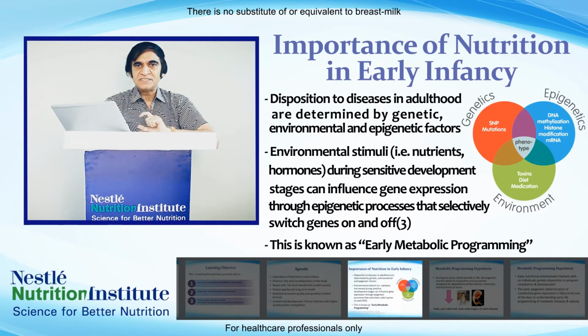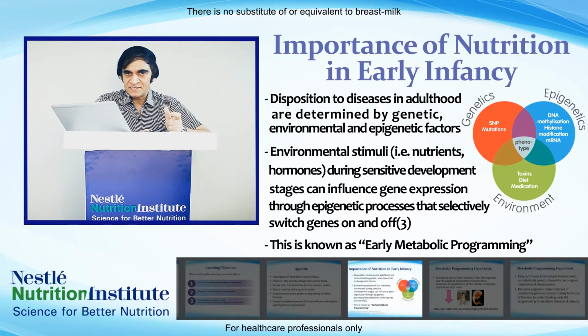What are the types of epigenetics? Epigenetics are of three types. There are nutri-epigenetics, environmental epigenetics, and disease-related epigenetics. So three types of epigenetics. And the word epigenetics was first coined by a British biologist, Conrad Waddington, in 1940.